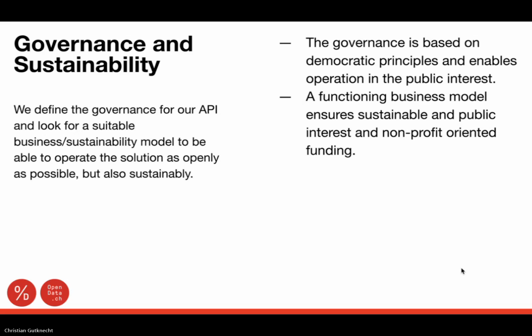We've formulated that also within the application. So we define the governance for our API and look for a suitable business or sustainability model to be able to operate the solution as openly as possible, but also sustainably. So that's basically two parts that are intertwined. The first part is to have a governance based on democratic principles that enable the use and the operation of this API in the public interest. The other one is to have a functioning business model that ensures a sustainable and public interest and not-for-profit oriented funding of this API. Next slide, please.